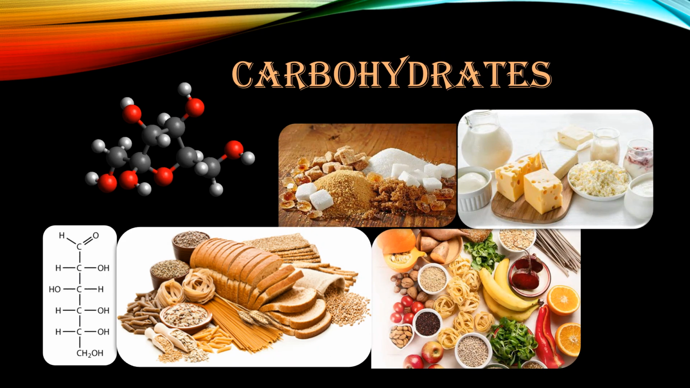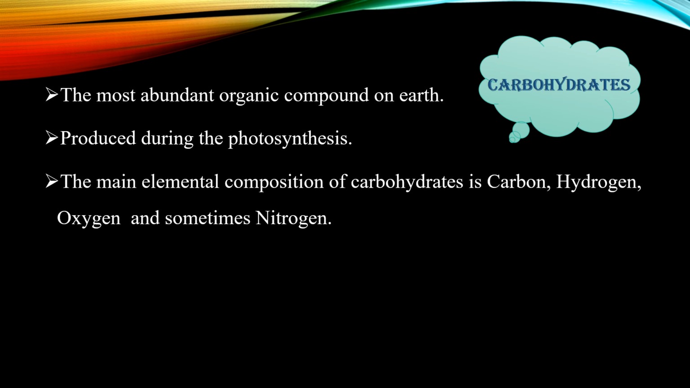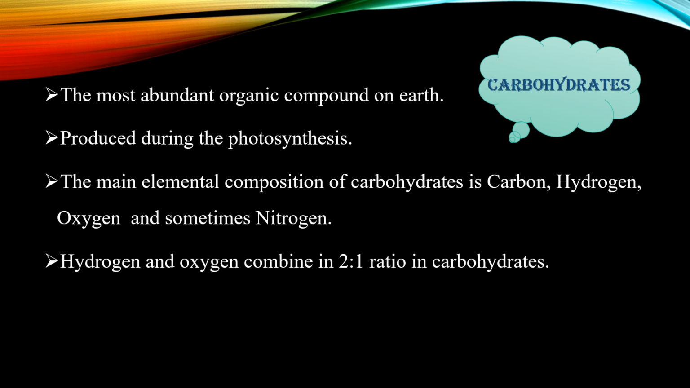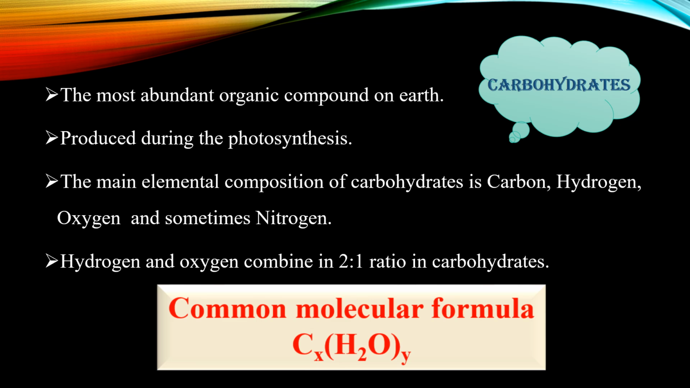Now we will see more about carbohydrates. Carbohydrates are the most abundant organic compound on Earth. They are produced during the photosynthesis process. The main elemental composition of carbohydrates is carbon, hydrogen, oxygen, and sometimes it might contain nitrogen. In carbohydrates, hydrogen and oxygen combine in a 2:1 ratio. So, we come up with the common molecular formula CxH2OY for carbohydrates.